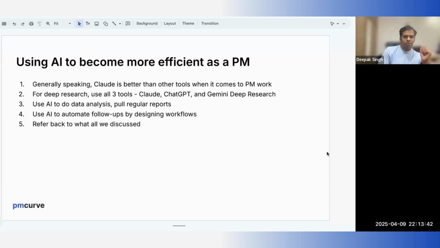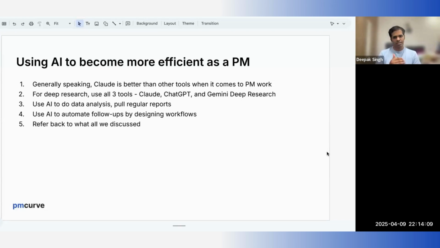Now, the third thing is definitely start using AI to do data analysis. Don't wait for a tool. Why don't you ask AI to write a query for you, get regular reports using some AI agents, and so on. So use AI to do all of these sorts of tasks. Use AI to automate follow-ups. For example, you can integrate some of the tools to do follow-ups on your Jira tickets or Slack messages.